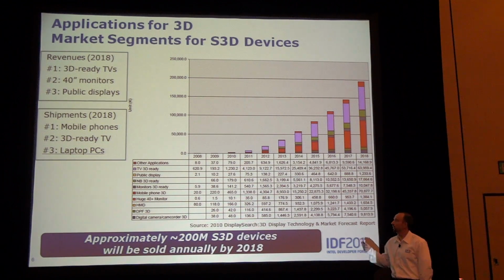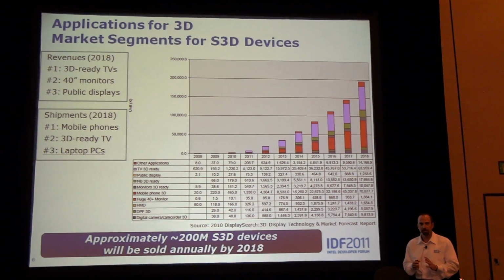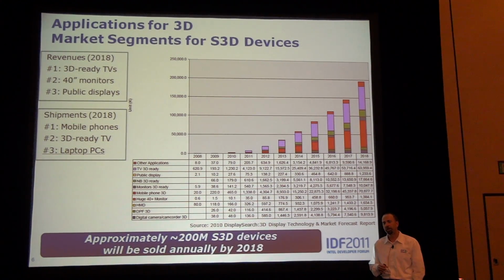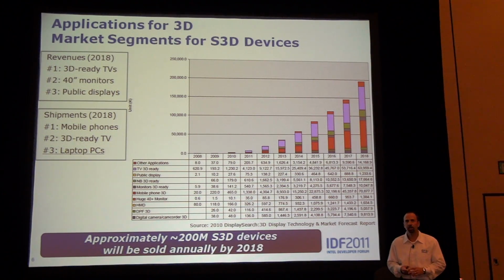And we think that, again, this is a DisplaySearch report from last year. It shows that mobile phones are going to be the number one shipment in 2018. So we're going to see probably an explosion in overall 3D features. It'll go from 2D usage to 3D usage on the phone. So it'll be the new cool thing on the phone. But we're also seeing number three overall shipments in 2018, laptop PCs.